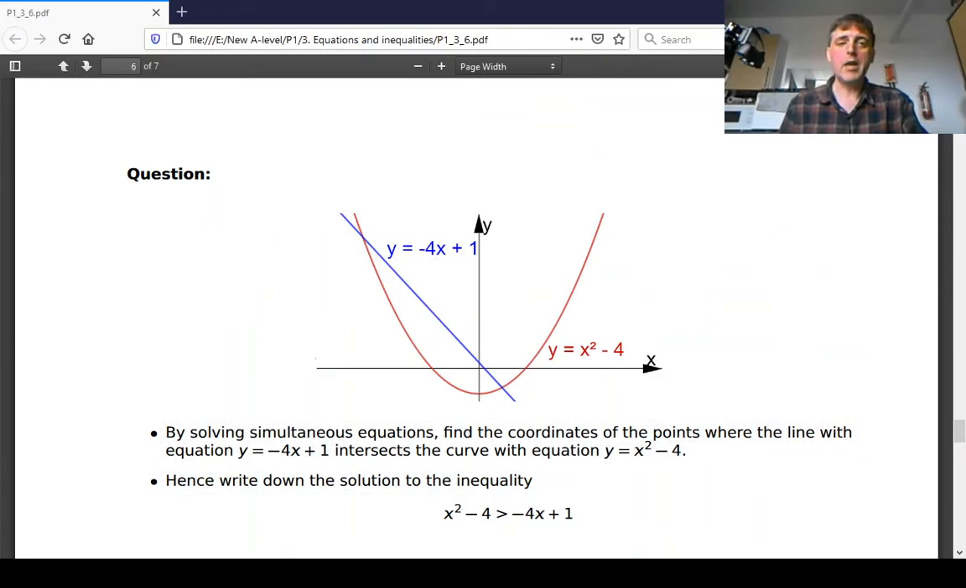Okay then, so let's see how you get on with a question like this. So here I'm asking you to bring in an idea from earlier on in the book, where we actually need to find those intersection points ourselves. So solve some simultaneous equations to find the intersection points and then use that answer together with the graph to find the solution set to the inequality, please.